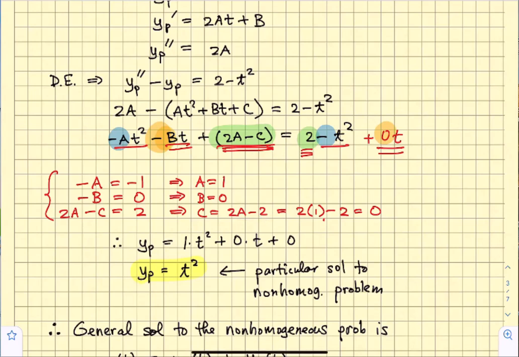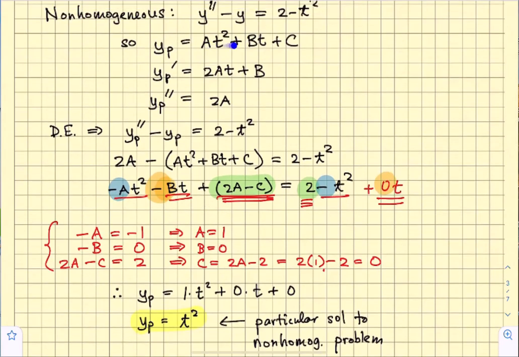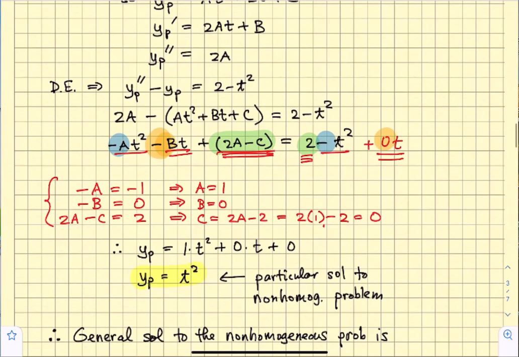So we return to our form. Our form was yp equals at squared plus bt plus c. But now, equipped with knowledge of what those coefficients are, we can plug in the a, the b, and the c, and we see that the actual value of our yp function is just t squared. Notice I'm not stopping with the form, I actually have to find the coefficients.